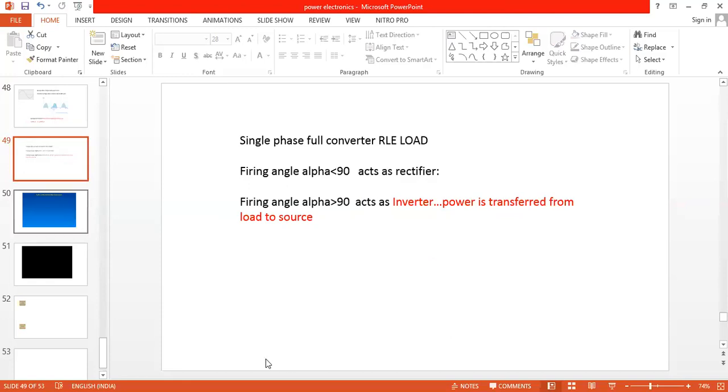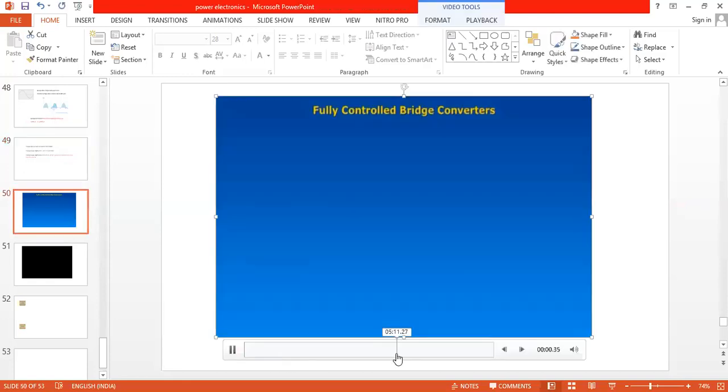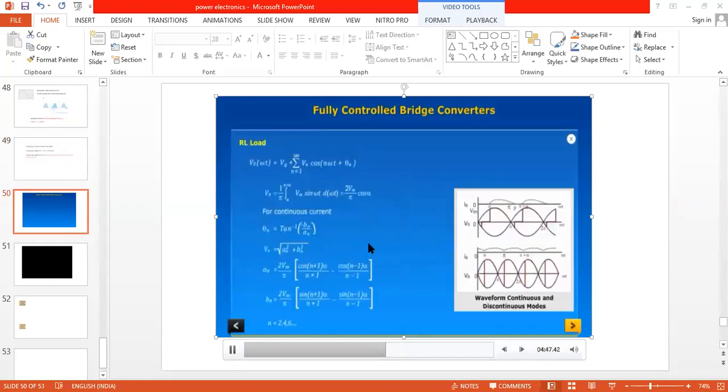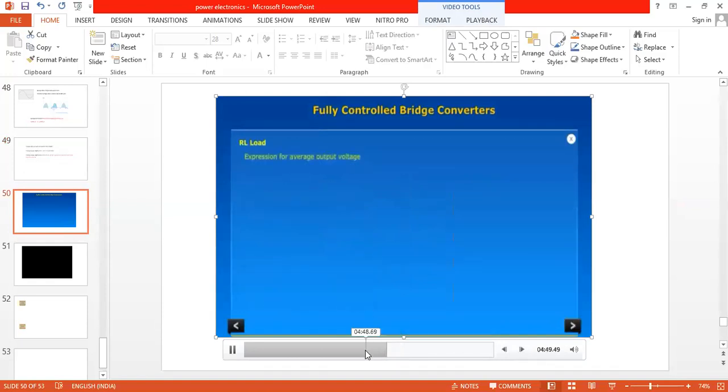So let us move to the RLE load. Yes, we are taking the derivation. So we start the RLE load derivation. Yes, get ready for this one, all the students.